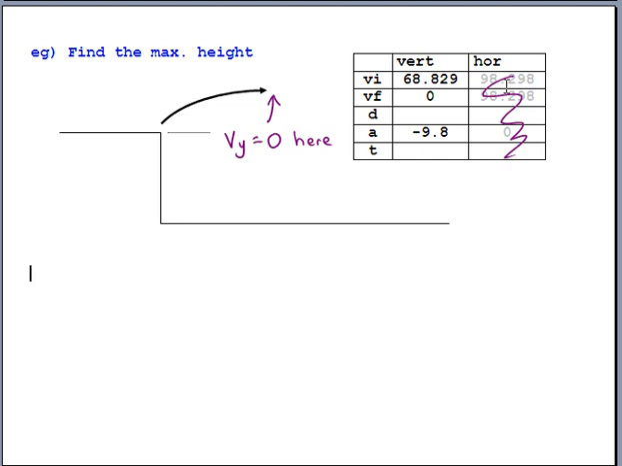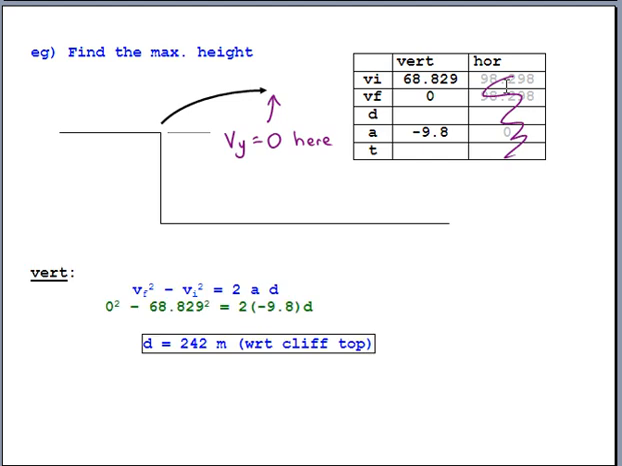And like I said, I'm not even going to worry about the horizontal column in the table. I want to know the vertical displacement. I'm looking for that vertical D. I think I can get there without even touching the time. So we can do kinematics with VF squared minus VI squared. You're welcome to use any of the kinematics equations, and this one actually works pretty good. It says it's going to displace 242 meters.